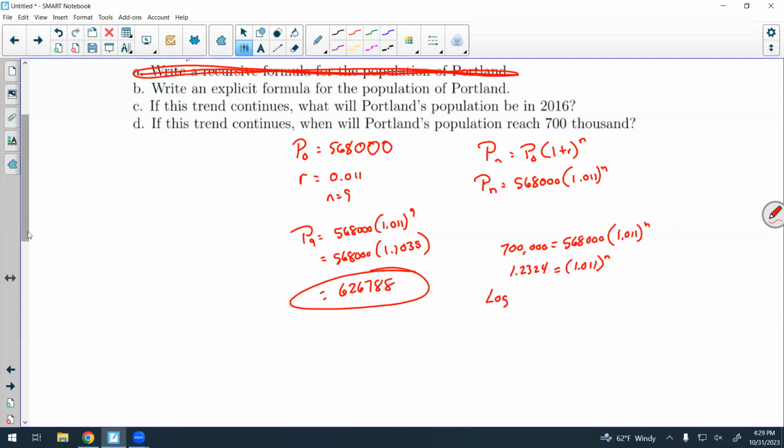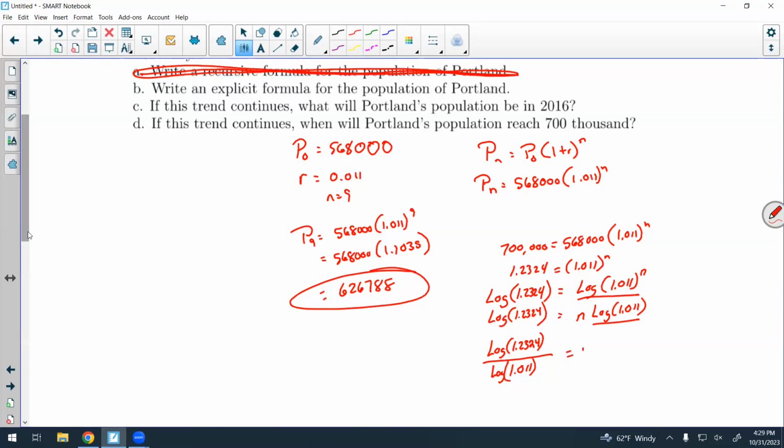So if I take the logarithm of 1.2324 equals the logarithm of 1.011 to the n power. And then there was that formula I circled many, many times that told me this is simply n times the logarithm of 1.011. Then we divide by the log of 1.011. So I have the logarithm of 1.2324 over the logarithm of 1.011 equals n.